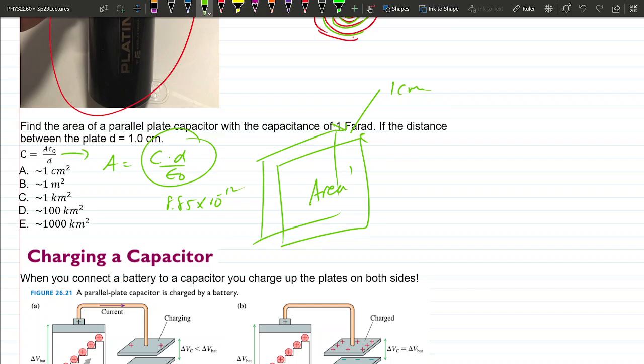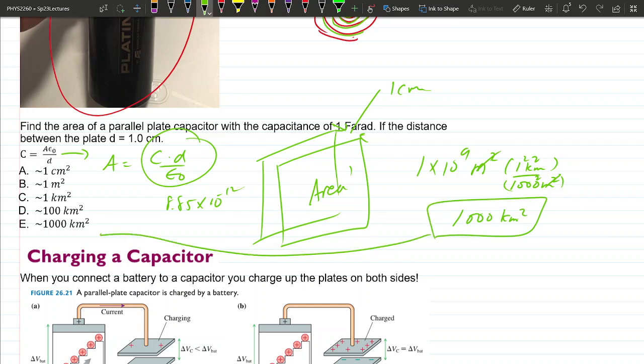What's the number you got, Matthew? Just 1 sig fig. 1 times 10 to the 9. This will be in meters squared, because that's the SI units. If you want to convert from meters squared to kilometers squared, 1 kilometer is 1,000 meters, but you need 2 factors of them, so you have to square both. You multiply this out, and this is actually 1,000 square kilometers.